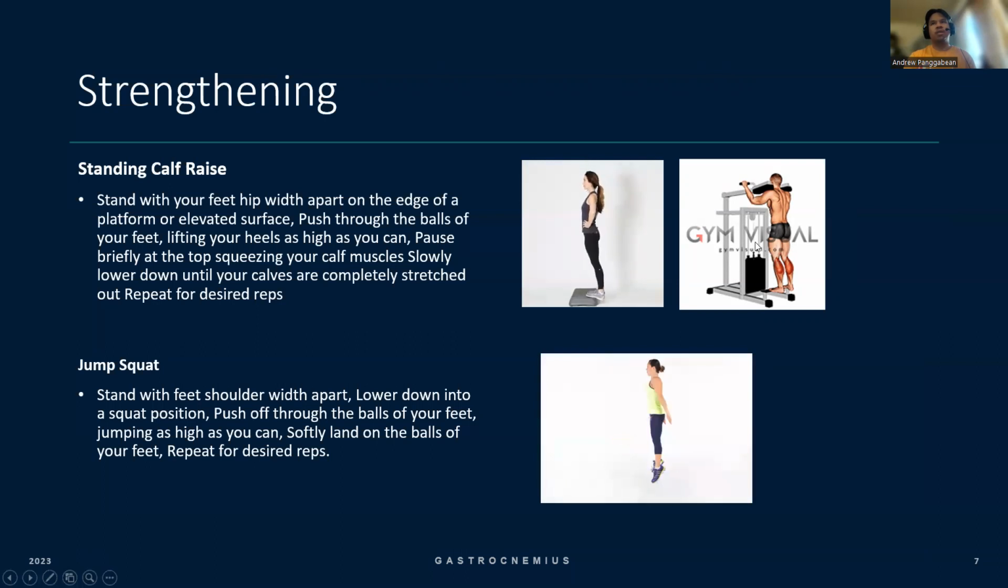You can also use a machine. This is also a very effective exercise for strengthening your gastrocnemius muscle. The second one is the jump squat. This picture shows an example of how you do it. What you do is stand with your feet shoulder-width apart, lower down into the squat position, then push off through the balls of your feet and jump as high as you can. And then you softly land on the balls of your feet, and you can repeat this for any desired reps.